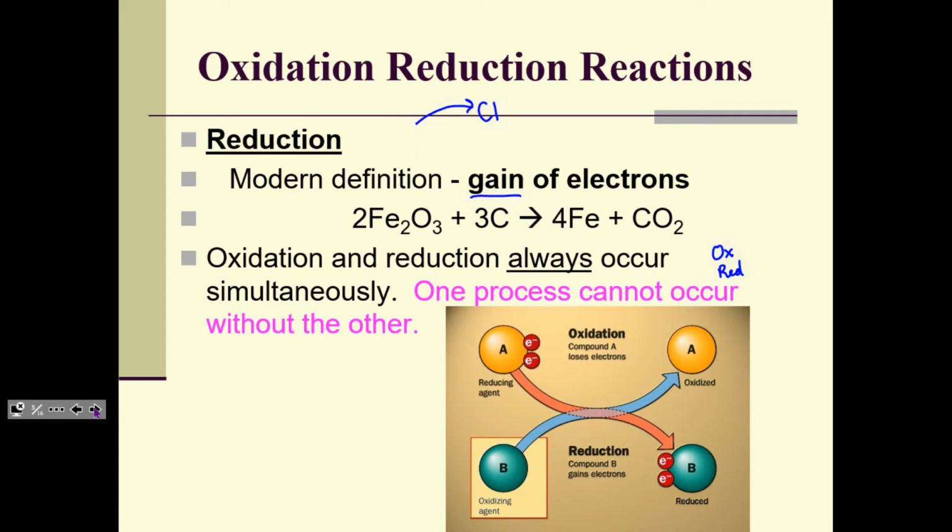So as one substance, say chemical A, is being oxidized, at the same time, chemical B is being reduced. And you'll see that the electrons are going to travel from what's being oxidized to what's being reduced.